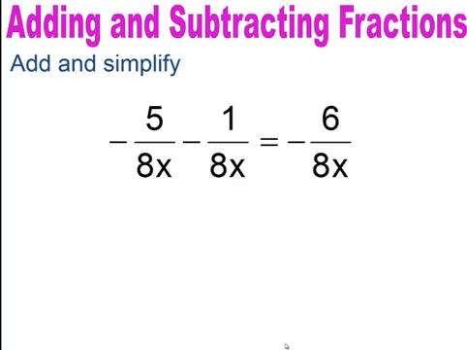So we have a common denominator, and remember from previous exercises that when you have the same sign, you're going to add and keep the sign, so we end up with a negative 6 over 8x. Now I can reduce this fraction. They have a common factor of 2, so I'm left with a negative 3 over 4x.